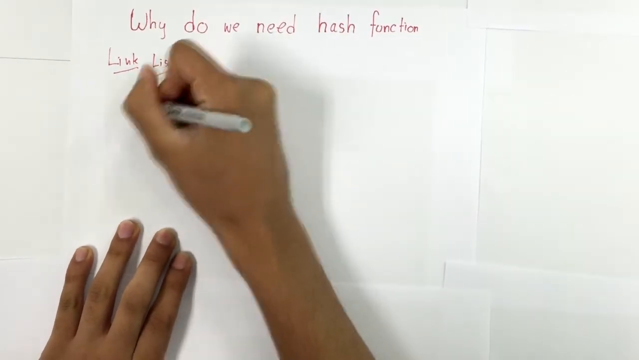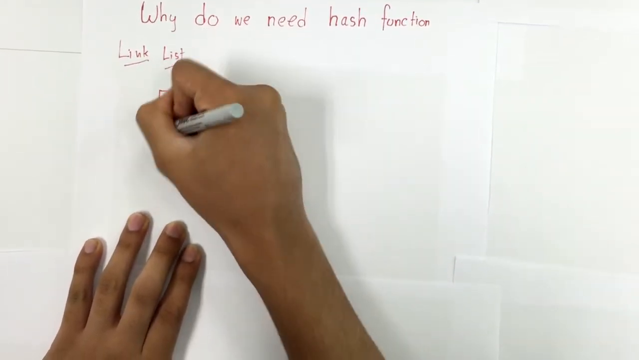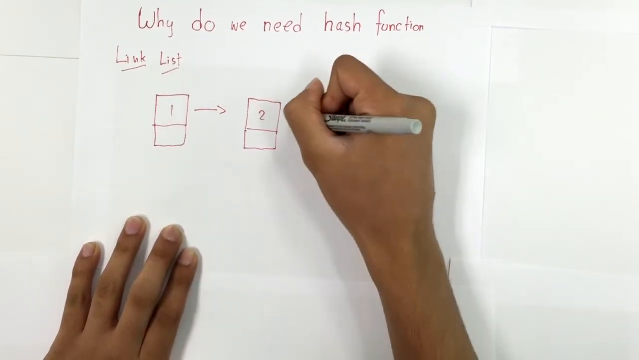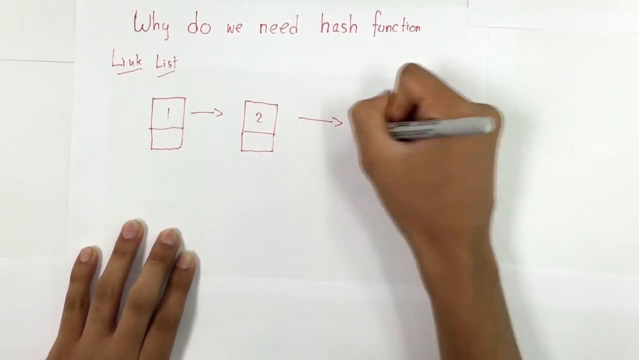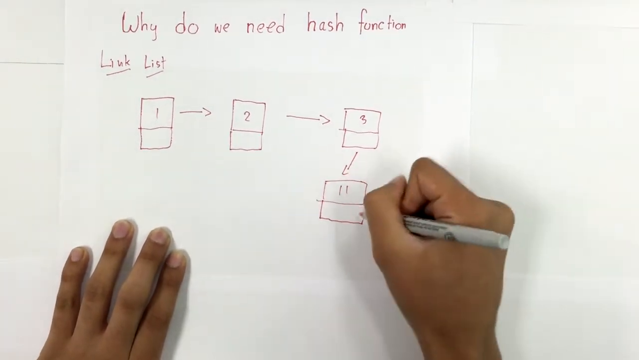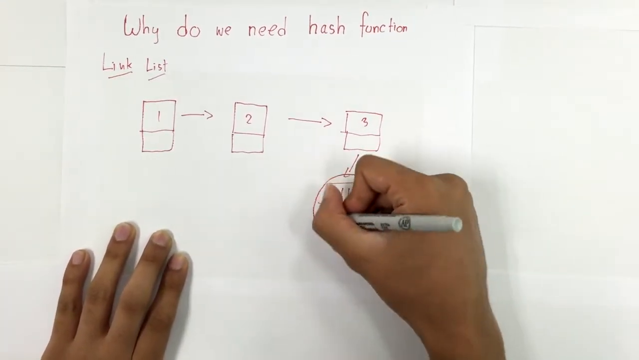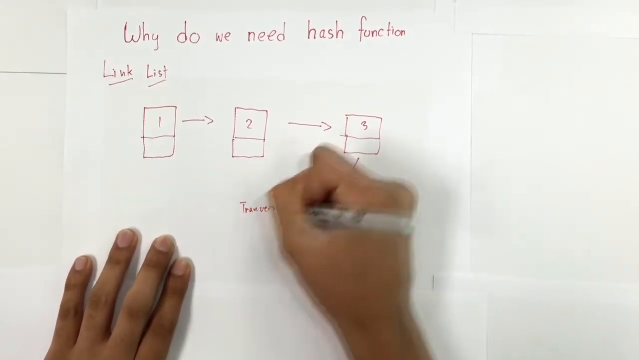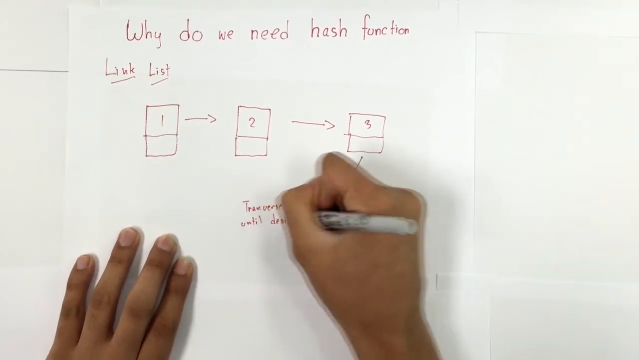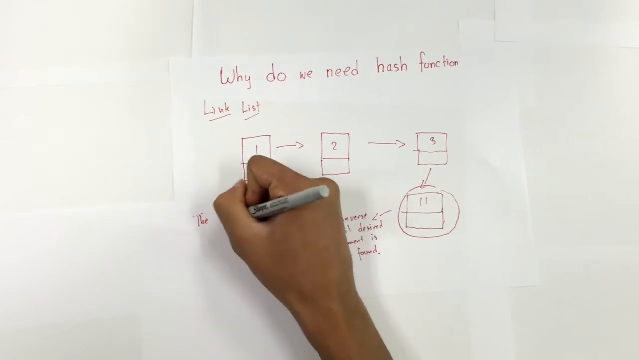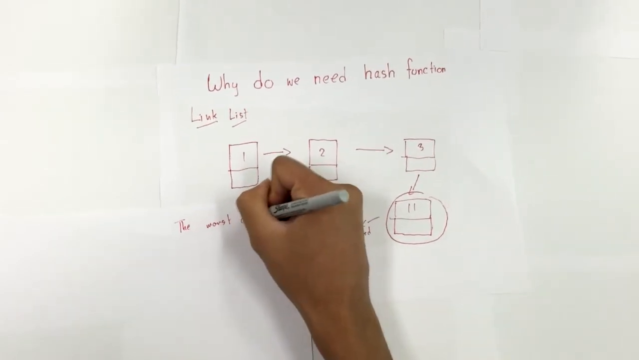Why do we need a hash function? If we use a linked list for storing and mapping data, it is not that efficient, because when we need to look up data in the linked list, we have to traverse the whole list node by node until the desired data is found. For example, if we are looking for number 11 in the linked list, we have to go from 1 to 2, 2 to 3, 3 to 4, until 11 is found. The worst case for the linked list would be O(n), which is not very efficient.